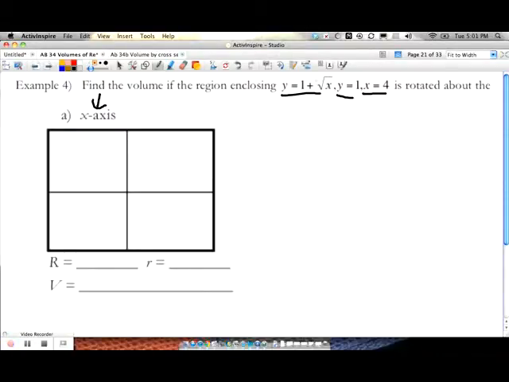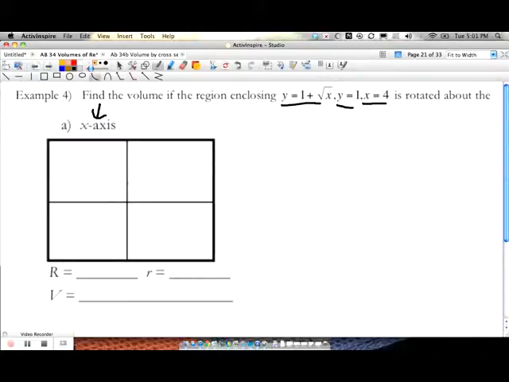This is the square root function, square root of x, and we're going to shift it up 1. That means I'm going to have a curve that looks kind of like this. I'm going out to x equals 4, so it's going to go about there. And I'm bounded also by the equation y equals 1. So now we have this blue shaded area here in the middle.